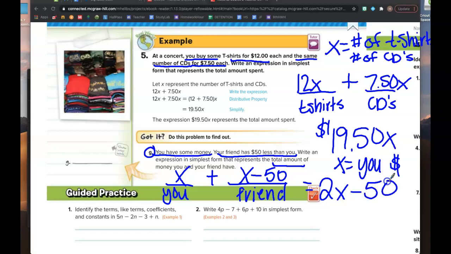Subtract 50. Can I add these two together? They're not like terms, so that would be my answer.